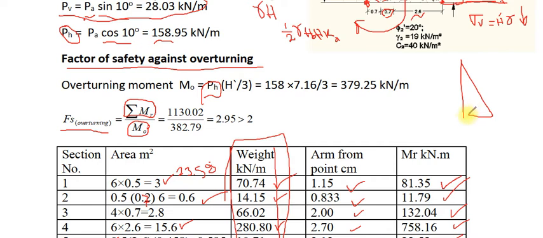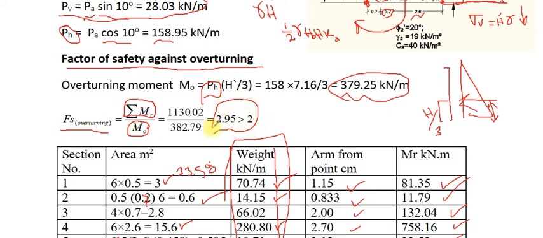resultants act at a distance equal to the height of the triangle over 3, h over 3, at a distance h over 3, 379 kilonewton per meter. Now the factor of safety will be 2.95. A factor of safety greater than 2, therefore it may be accepted.